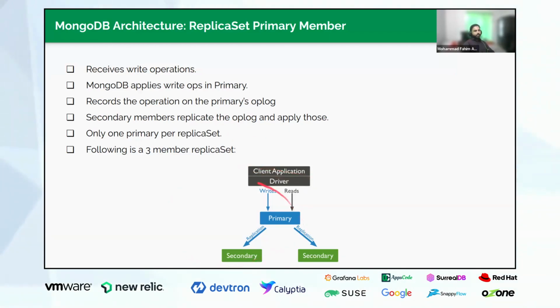So there is a simple architecture. Here is a primary member and two secondary members, and your client application is writing and reading here on the primary, and the secondary members are replicating the data that are in the primary node. Though all of them have the same data.